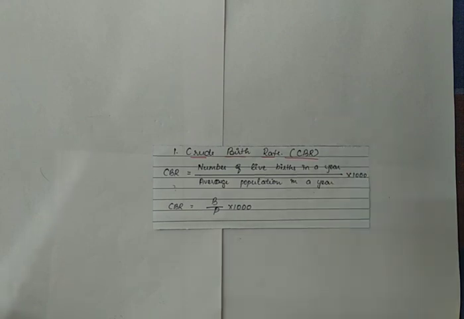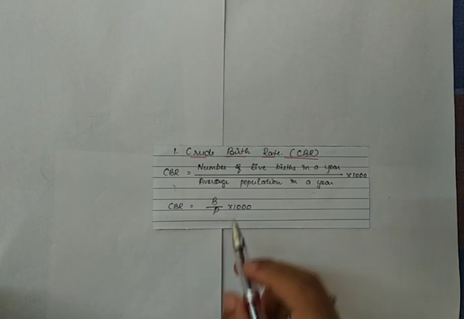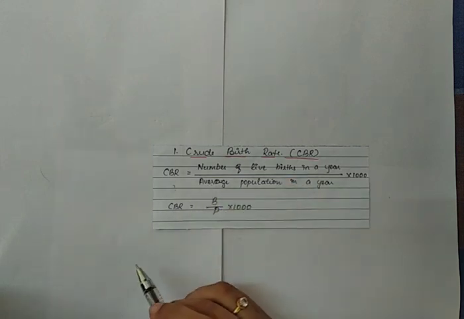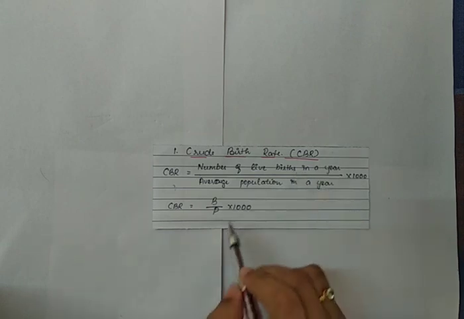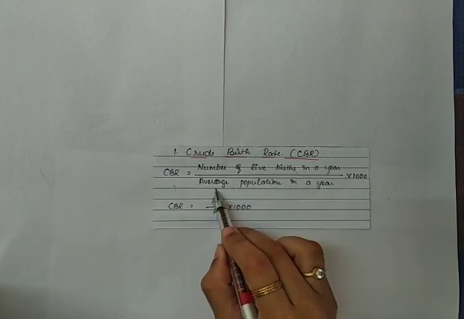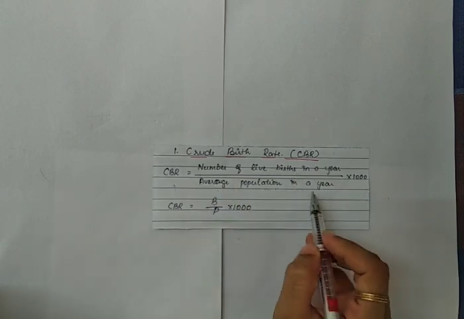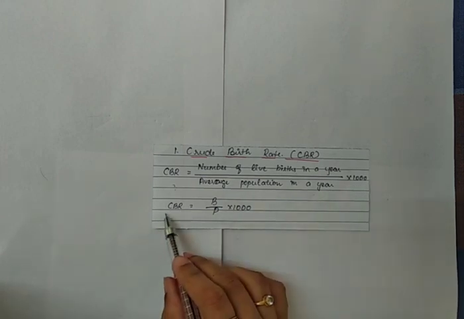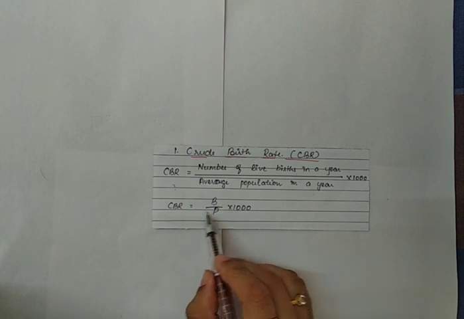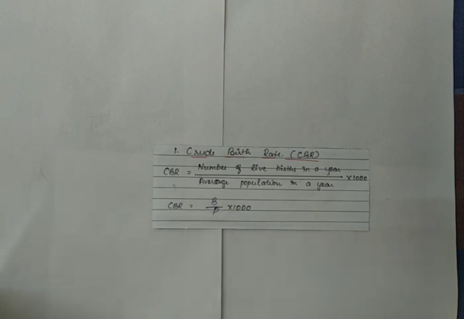So now our practical part starts. Okay, so the crude birth rate. What is crude birth rate now? Crude birth rate can be calculated using the formula: number of live births in a year divided by average population in a year multiplied by 1000. In simple, CBR is equal to B by P into 1000.